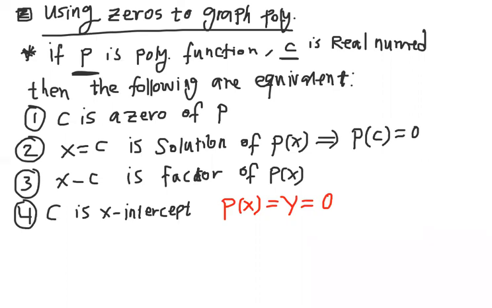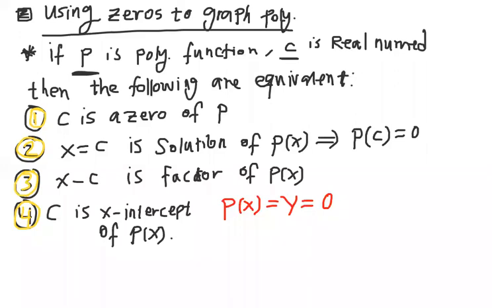So that means x-intercept. So 1, 2, 3, and 4, all of them are equivalent to each other. That means c is a zero of the polynomial p. That means p of c equals 0. That means x minus c is a factor of the polynomial p of x. That means c is an x-intercept of p of x. This is the first property.